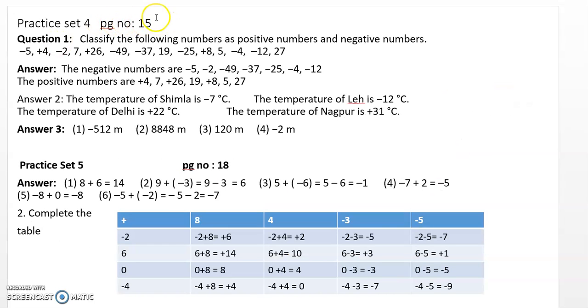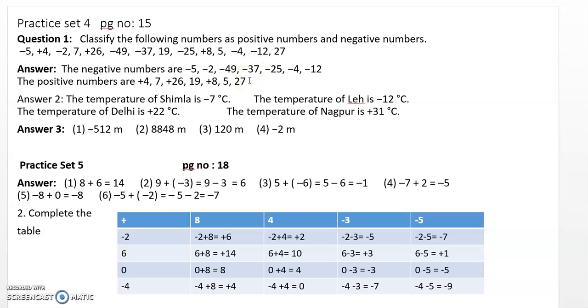Now we'll come to Set 4, page number 15. Classify the following numbers as positive and negative. You know which numbers are positive. Minus 5 is negative, plus 4 is positive, minus 2 is negative. Now numbers having the minus sign, such as minus 49, minus 37, minus 25, minus 4, minus 12. These are all the negative numbers, the rest are the positive numbers.